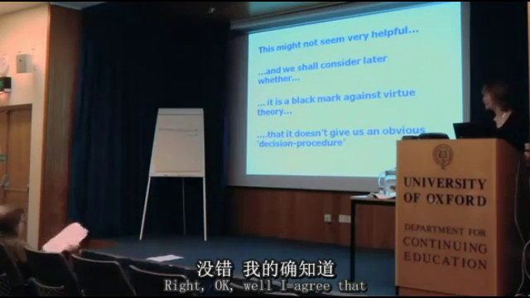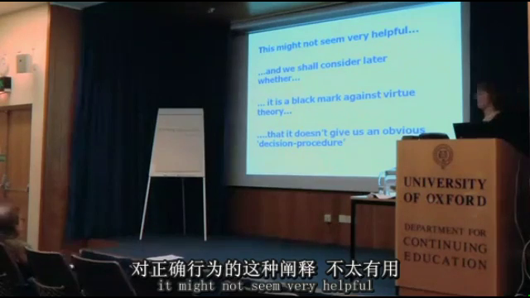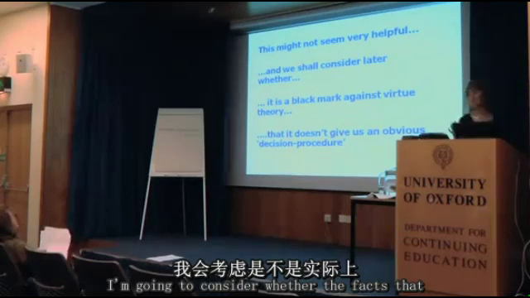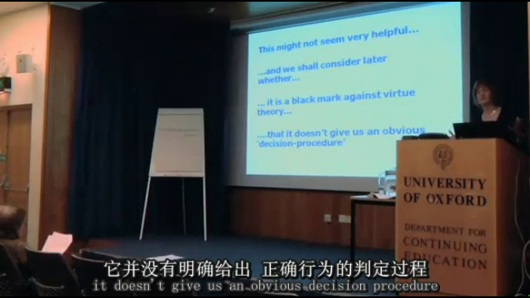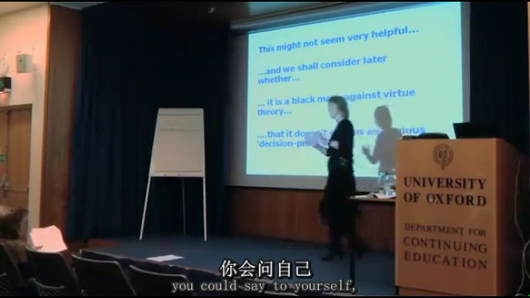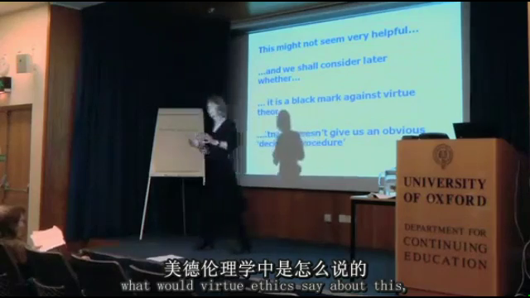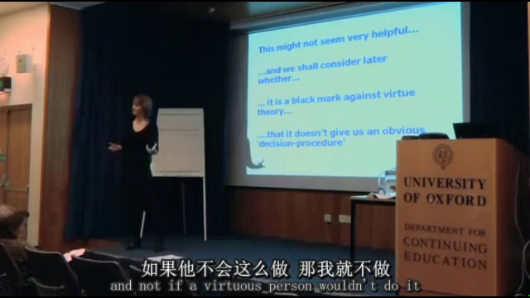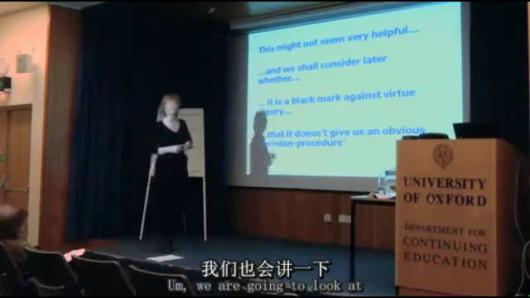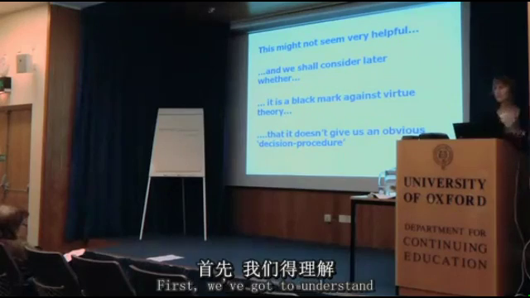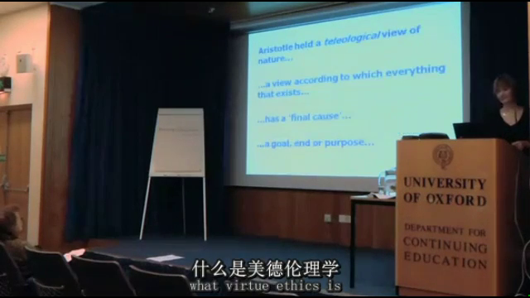Right, okay. Well, I agree that it might not seem very helpful, and right at the end I'm going to consider whether the fact that it doesn't give us an obvious decision procedure is a problem. When you look at an action you can say to yourself, what would virtue ethics say about this? And it would say that I should do it if a virtuous person would do it and not if a virtuous person wouldn't. How helpful is that? We're going to look at whether that's a black mark for it or not. But we'll come back to that. First, we've got to understand what virtue ethics is.